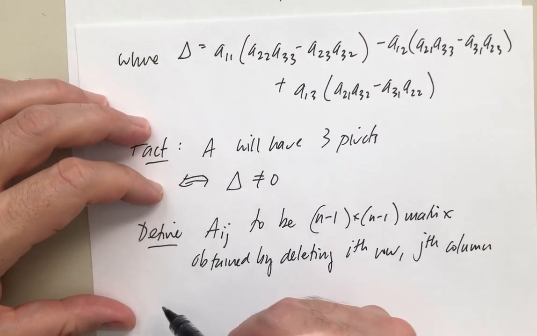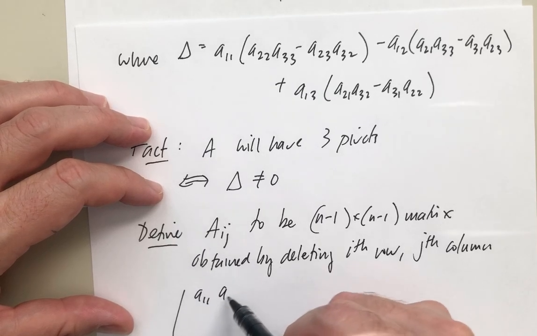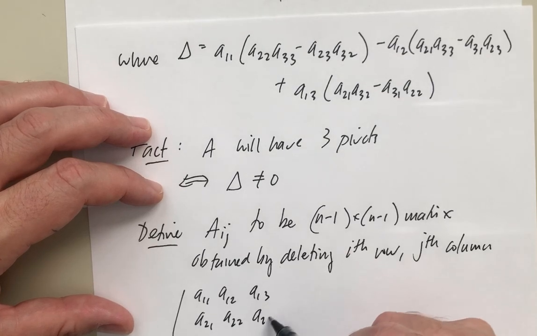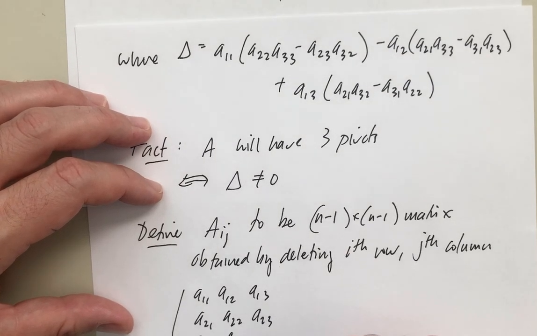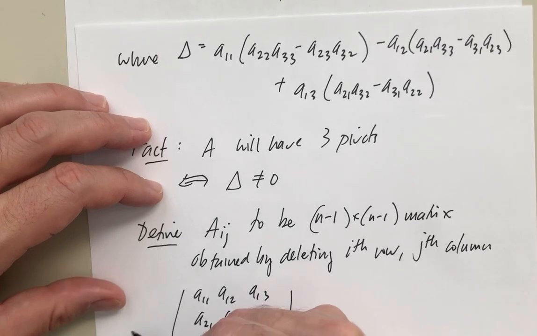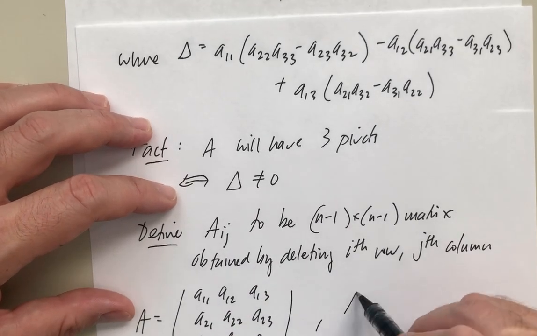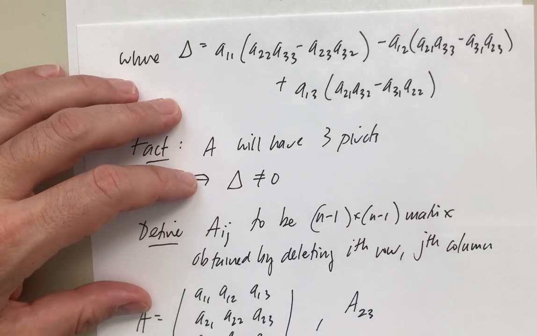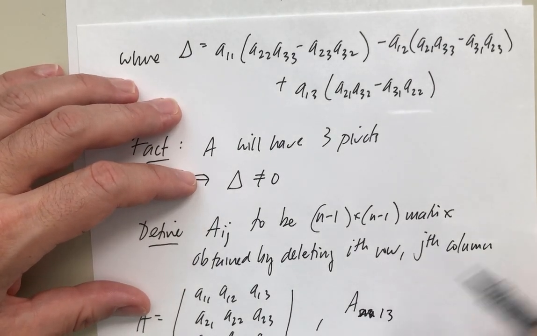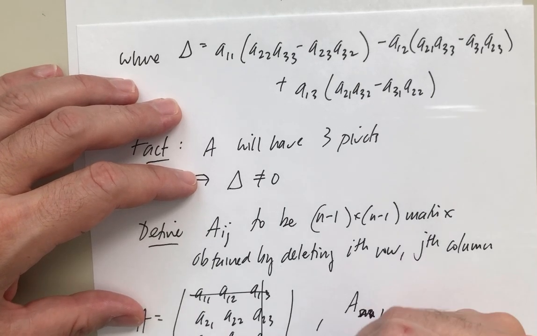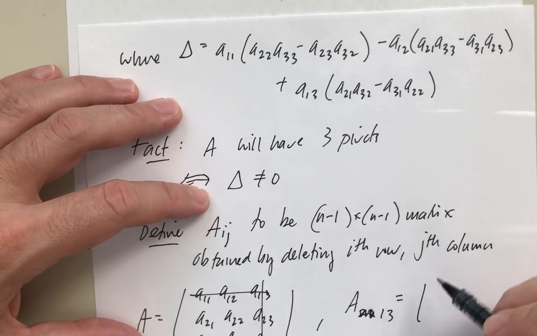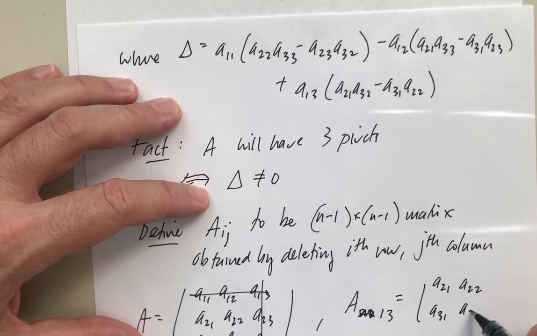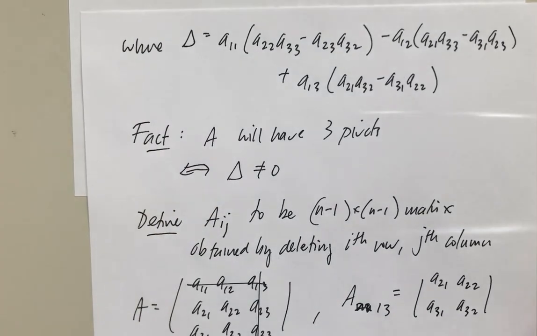So for instance, if I had that A as A11, A12, A13, A21, A22, A23. Okay, so if this is A, then what do I get, say, for A, I don't know, let's do 2, 3. So what I'm going to do is delete, well, let me do 1, 3, actually. So I'm going to delete the first row, third column, and what I'm left with is just, well, what you see. So A21, A22, A31, A32. Okay, so that's what I mean by Aij.